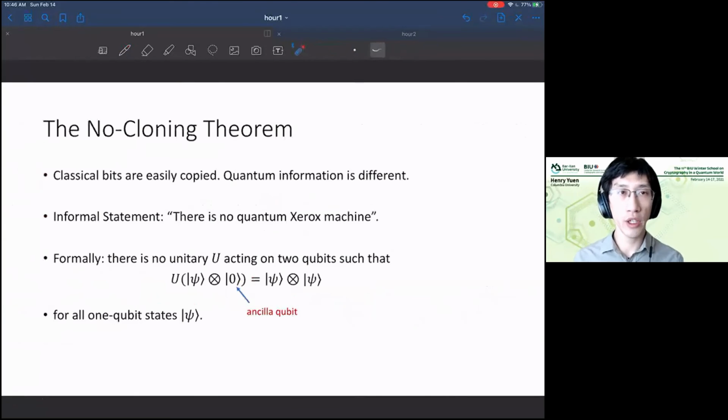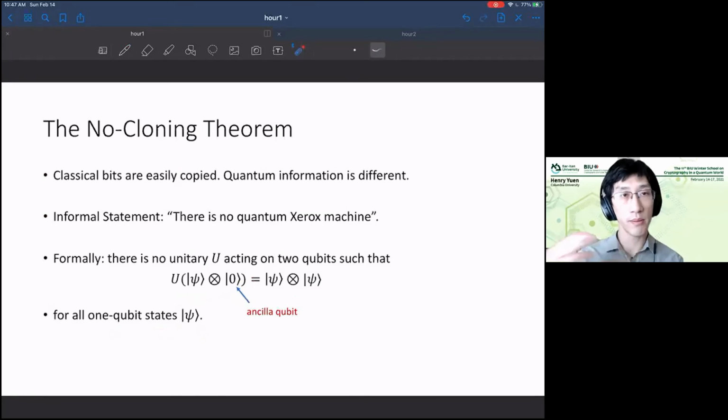And in quantum information and quantum physics, this is not possible. This is called the no cloning theorem. You cannot copy general quantum states. The informal statement is that there's no such thing as a quantum Xerox machine, right? There's no unitary that takes in an arbitrary state psi, not necessarily a standard basis state, tensor 0, which we call an ancilla qubit, and creates two copies, psi tensor psi, for all possible 1 qubit states psi. There's no such unitary. And this actually has cryptographic ramifications.